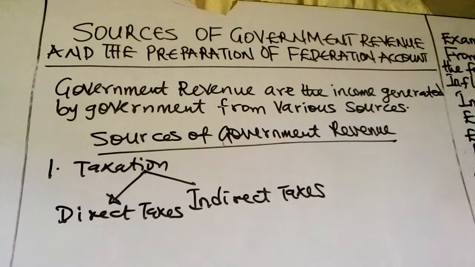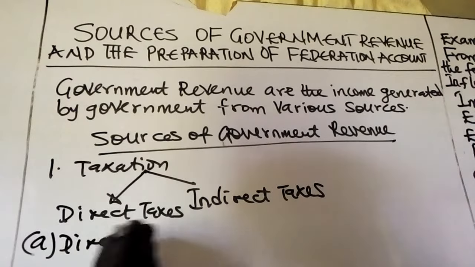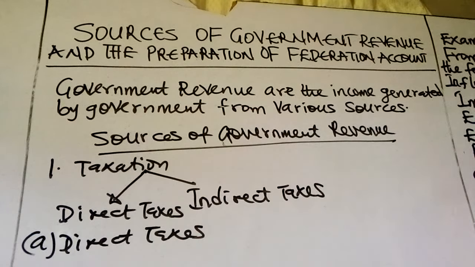Direct taxes are taxes levied directly on income. Direct taxes are taxes levied directly on the income of individuals and business enterprises.